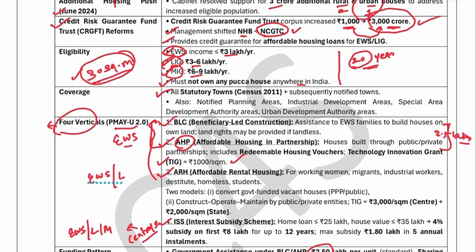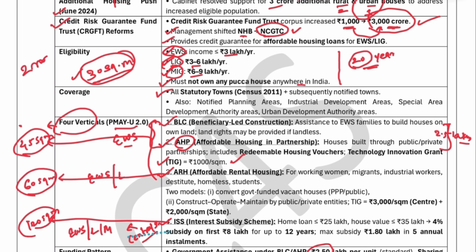And again there are other requirements for BLC and AHP. For BLC and AHP it will be 45 square meter. For ARH, that is rental, it will be 60 square meter, and for ISS it will be 120. And the house constructed under the scheme should have at least 2 rooms plus kitchen plus the toilet and bathroom. Okay, these are the minimum requirements.